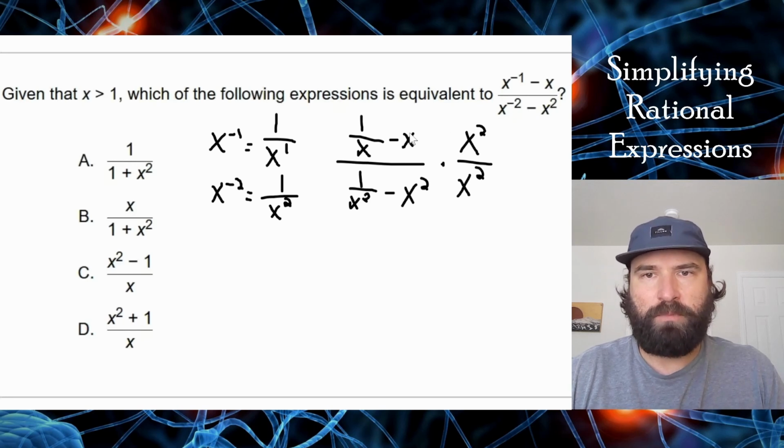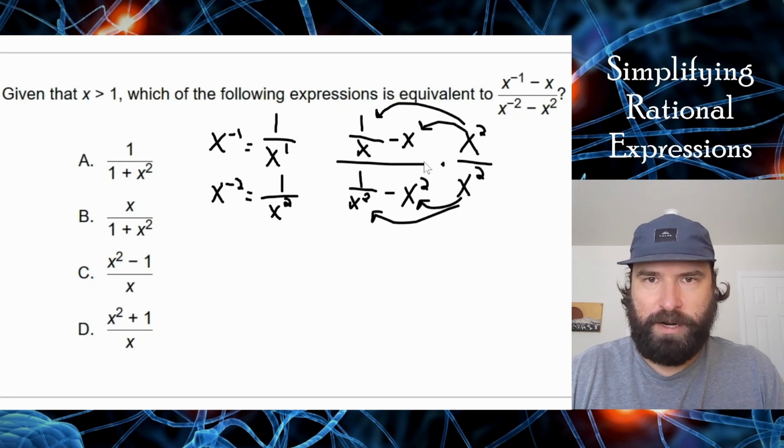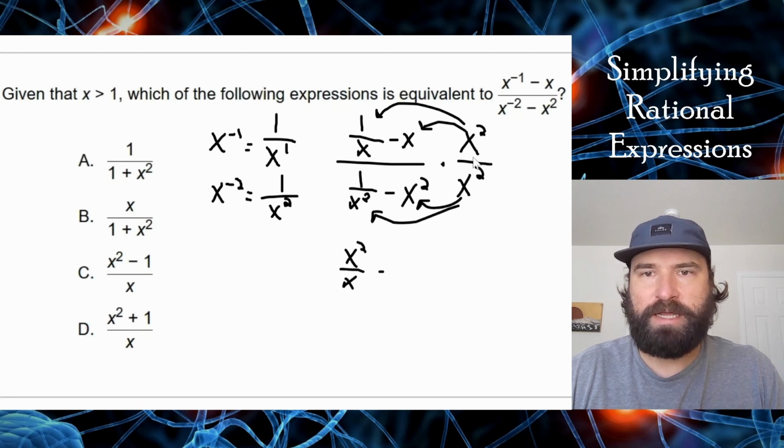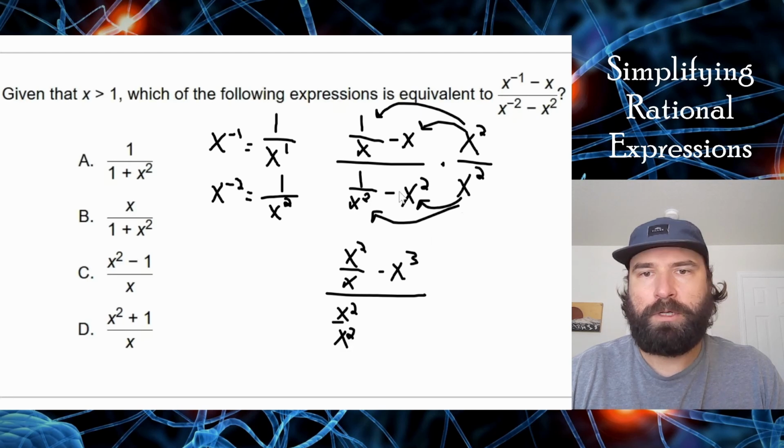So if we consider multiplying x squared into each term here, and then we'll do the same on the bottom, just distributing this in, we're going to get a much simpler looking fraction. So x squared times 1 over x is x squared over x, and then we'll still have minus x times x squared, which is minus x to the third. x squared times 1 over x squared is x squared over x squared. And then x squared times x squared will have minus x to the fourth power.